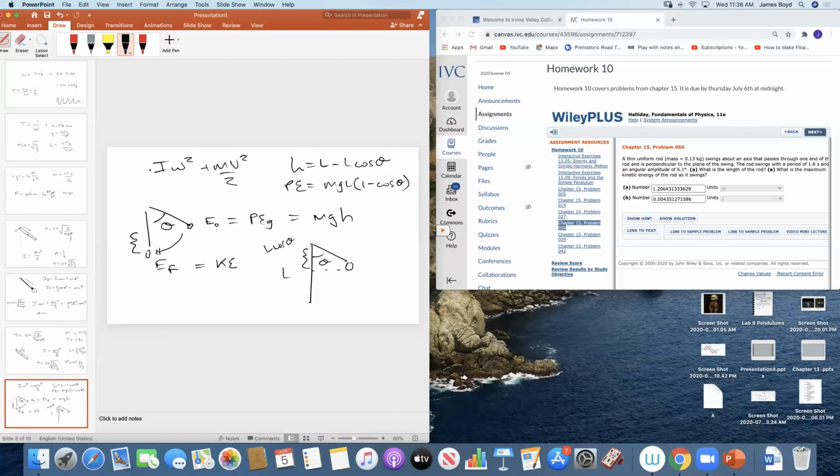Yeah, sorry, it does have I omega squared plus mv squared over 2. That would be the speed of the rod as it passes through. So anyway, since these are the same v, you could change those together, but whatever.